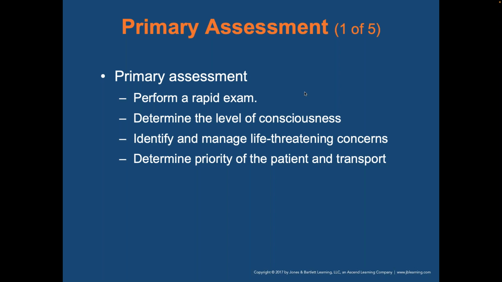So with your primary assessment, we're going to perform a rapid exam. Remember, head to toe, 60 to 90 seconds. We're going to determine the level of consciousness and identify and manage any life threat concerns. Major bleeding. If you need to put a tourniquet on, put a tourniquet on, move forward. If you've got to clear ABCs, clear ABCs, airway, breathing, circulation. Determine the priority of the patient, and then we've got to determine transport.